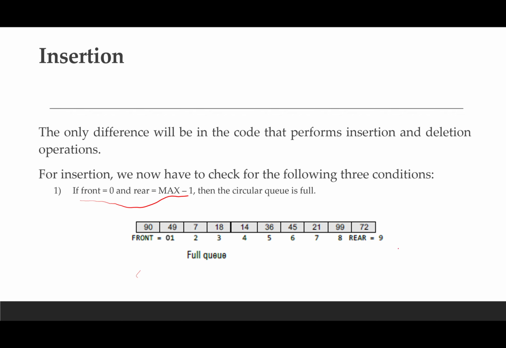So we are checking the condition front is equal to 0. The condition is true. Then we are checking the condition rear is equal to max minus 1. What is the rear position value? 9. It is equal to max minus 1. Max is 10, 10 minus 1 is 9. So this condition is also true. What is the meaning? The circular queue is full. So the first condition we need to check is whether the circular queue is full or not.